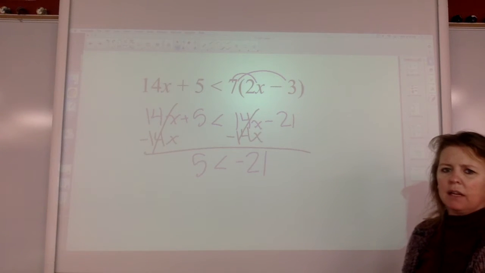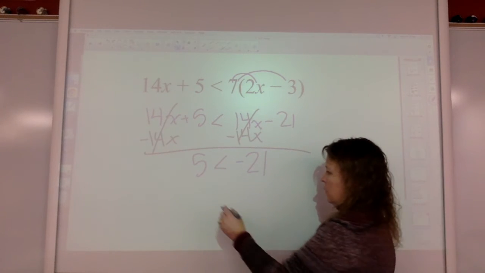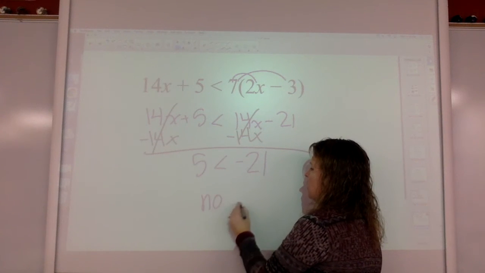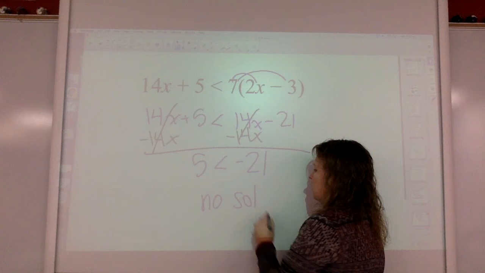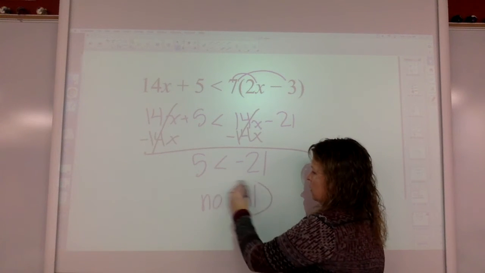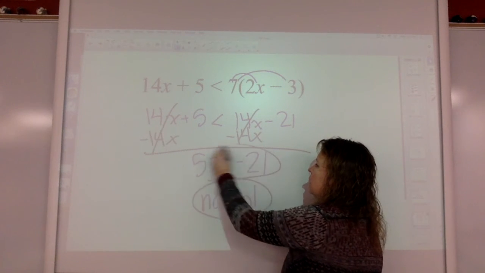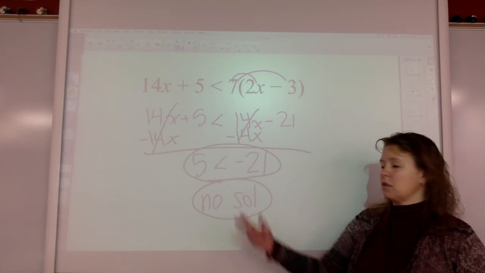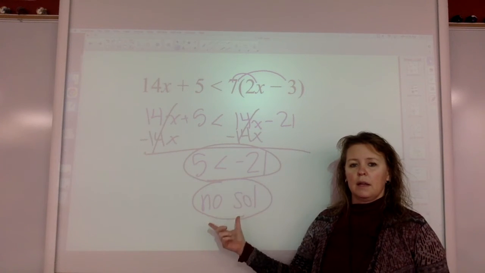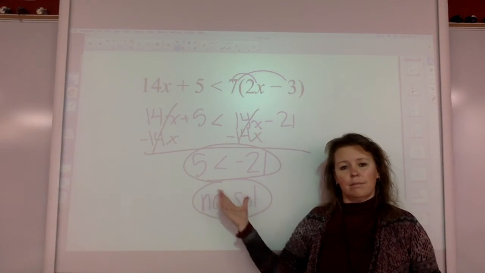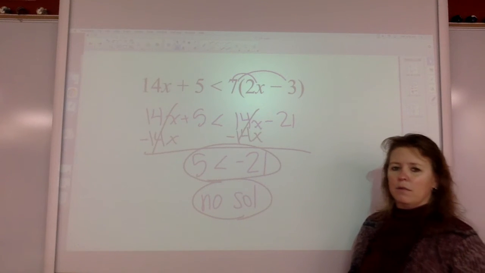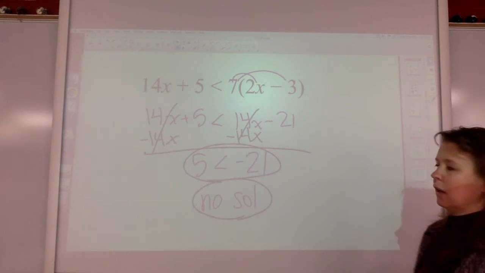5 is less than negative 21. That's not true. 24 was greater than 12, but 5 is not less than negative 21. So now we have to change it to no solution, or in your case, I'll let you write no sol. But again, you have to have both answers. You have to show me mathematically what you got and in English. Like, no, there's no solution to that. 5 will never be smaller than negative 21.